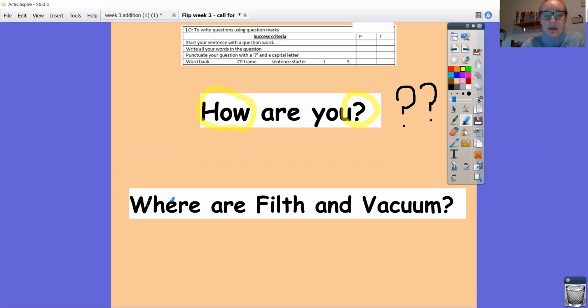Let's have a look at this question underneath then and make sure it's got the same things that are on our criteria for today. So have a little go at reading this question before I read it to you. Okay, so my turn now. "Where are the mop and vacuum?" So remember, at the start of our question, we have a question word. So the question word in this question is where. Okay, so my question word is where. Let's check I've got all the words in it. Where are the mop and vacuum?